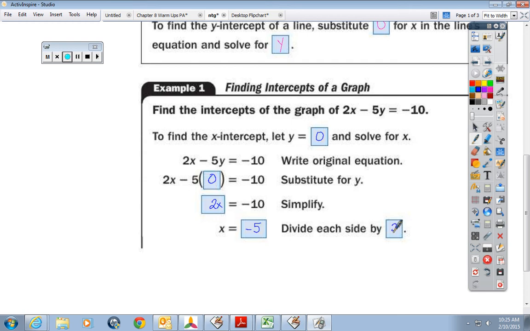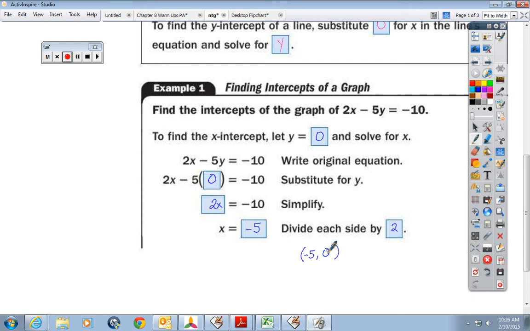So what that means is we now have an ordered pair. We have an x and we have a y. What did we figure x was? -5. Remember, the first number is always x. And what did we say y was? 0. So now, is this a point that I can graph? Yes. So now I found where this line crosses the x-axis.